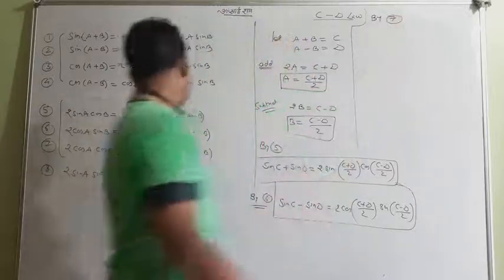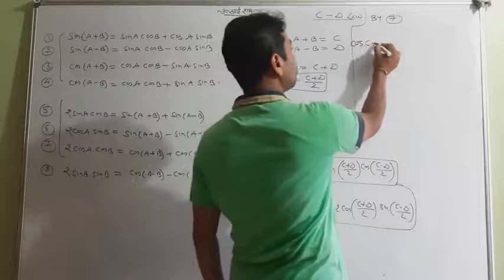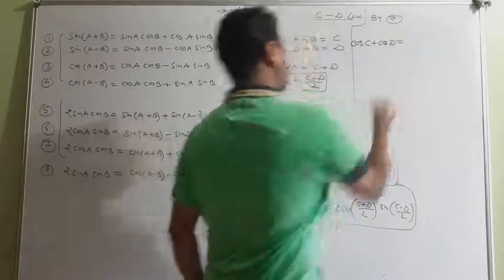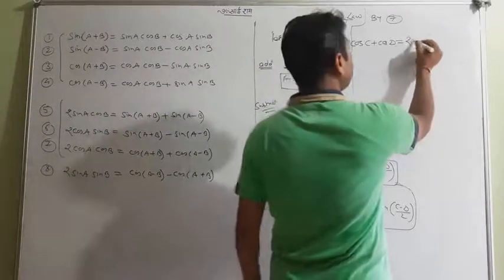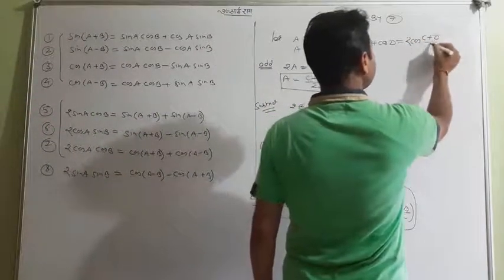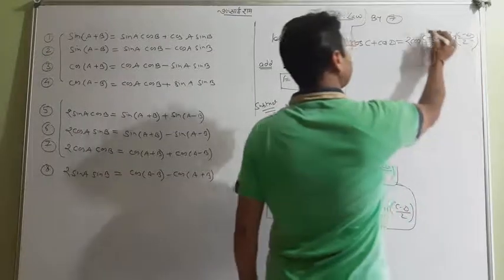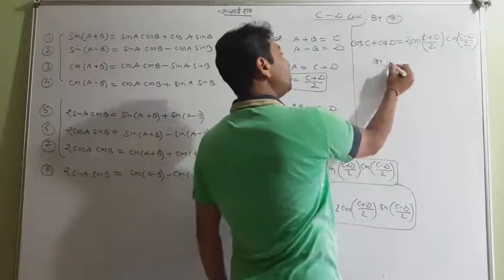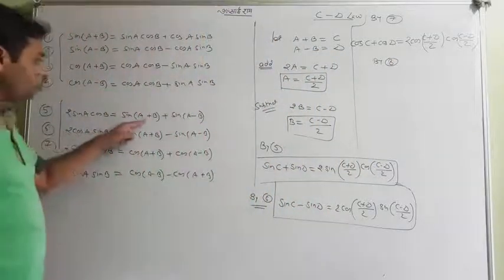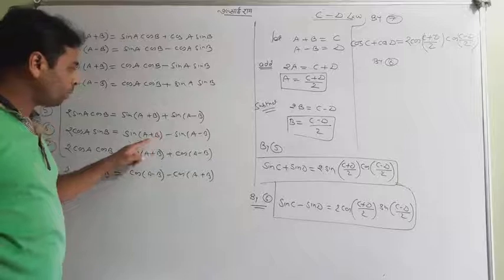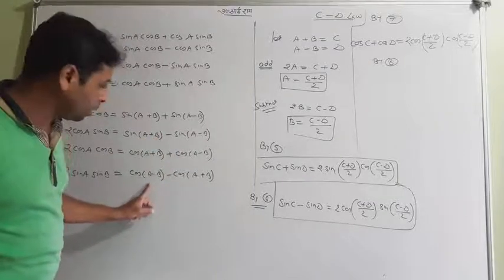What you will get? cos C plus cos D is equal to 2 cos (C plus D)/2 cos (C minus D)/2. So this is the formula, and the last one is definitely strange, because if you see all the formulas, A plus B, A minus B was coming in the same sequence, but in the last it is changed. A minus B and A plus B is coming.